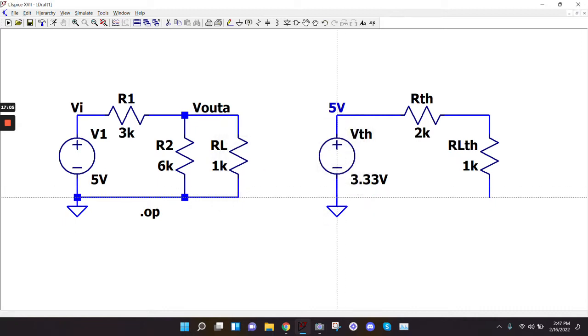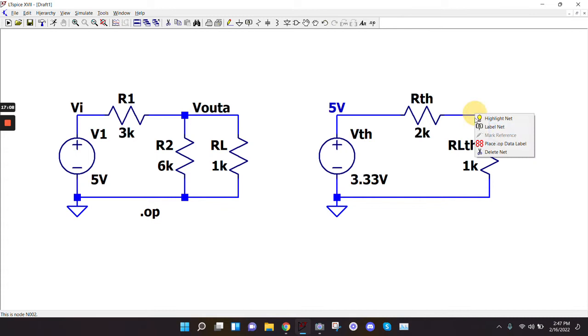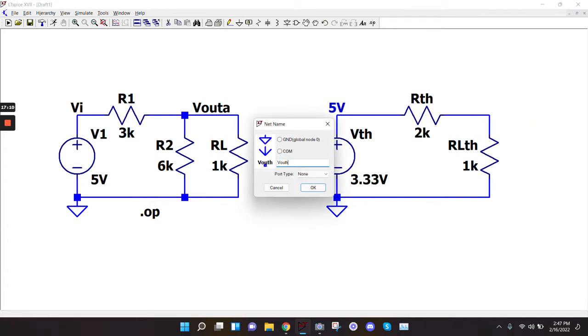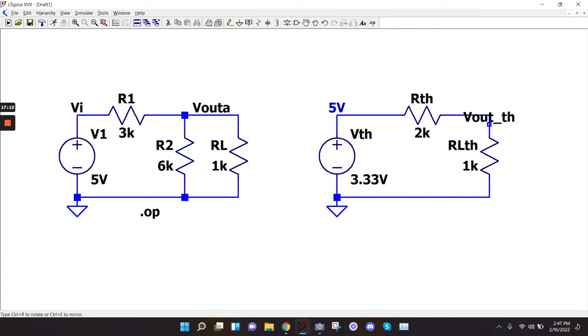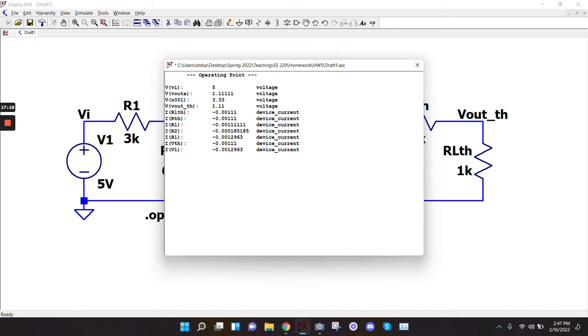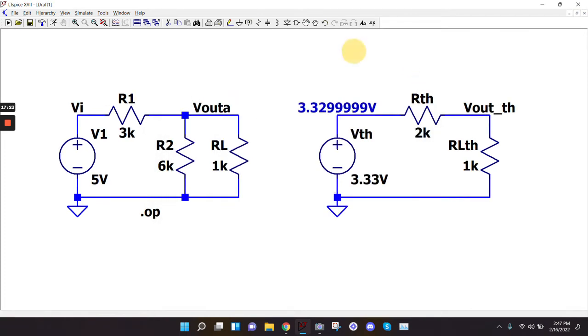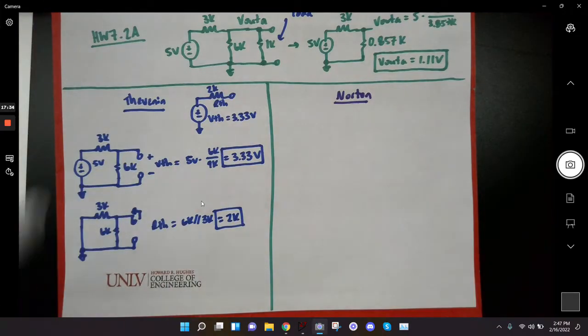And what I should see is that my V out Thevenin should be equal to my V out A when I run this. So you see V out Thevenin is 1.11, V out A is 1.11. So that means that I did the Thevenin voltage correct, right? Any questions about the Thevenin before I do the Norton? Anything here bother anybody? It all makes sense?